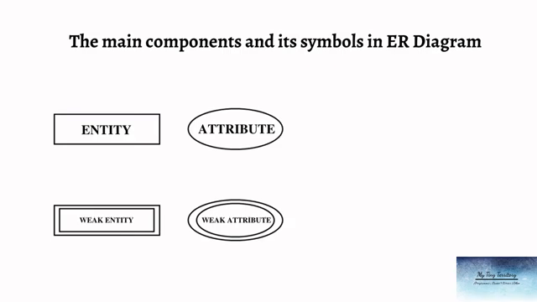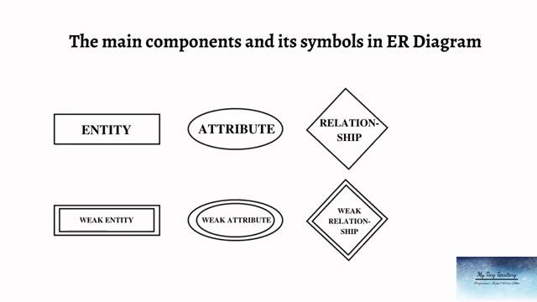Then the ellipses. In the entity relationship model, ellipses represent the attributes. And what are the attributes? Attributes are the columns, and they describe the particular characteristics of the entities. To represent an attribute in an ER model, we use the ellipses. Then there are diamonds. The diamonds in ER model represent relationship. That means what is the relationship between the two different entities.